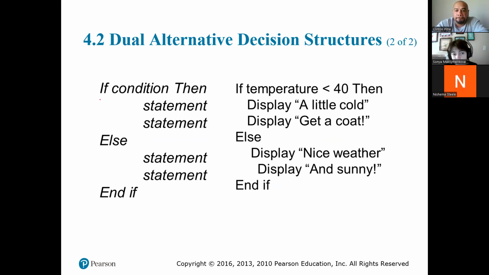Yeah, this is another example. So as you can see, we have our if condition, then we have some code statements. This is just your pseudocode, basically. But here's an example. So if our condition is temperature is less than 40, then we would display a little cold, display get a coat. However, if this condition is not true, which means the temperature is greater than 40 or equal to 40, we would display nice weather and sunny. Everyone good on that one?